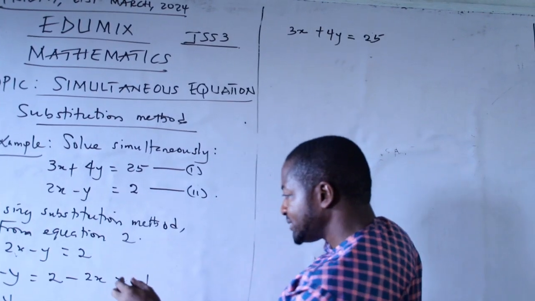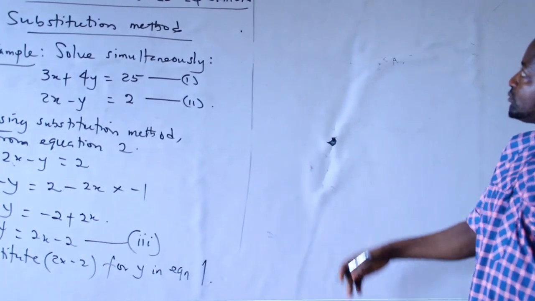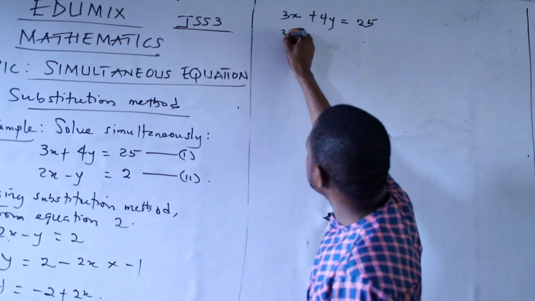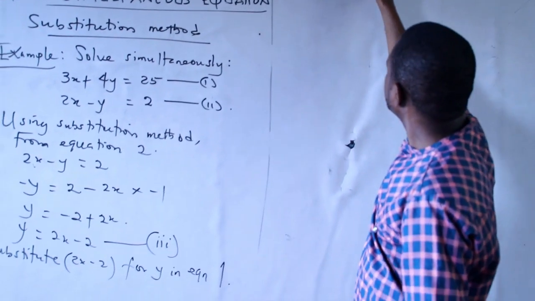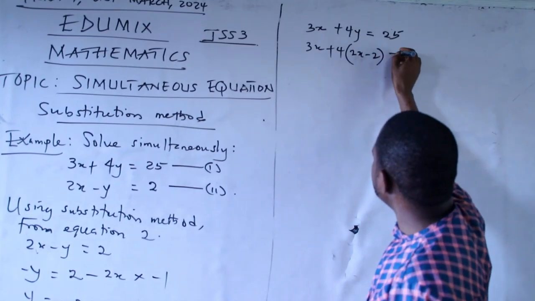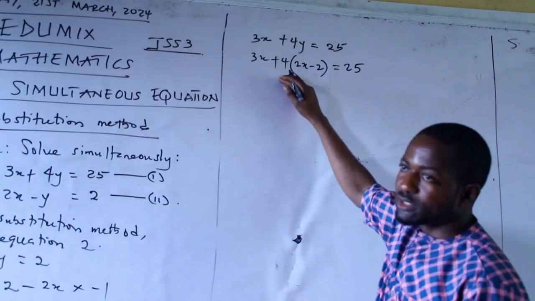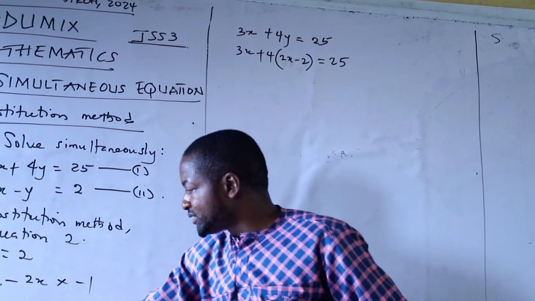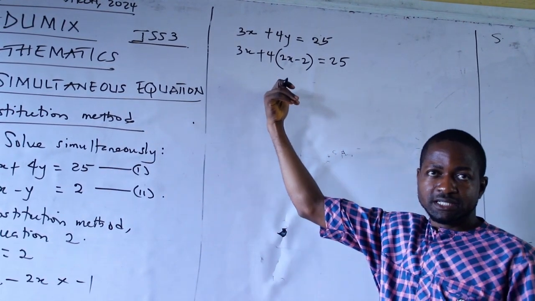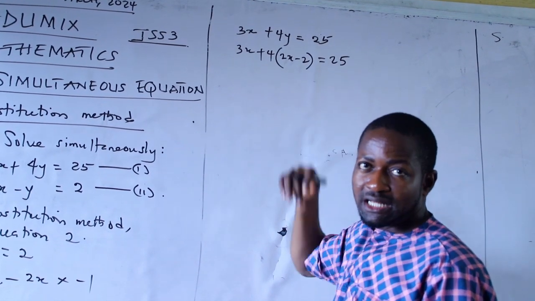So that means anywhere I see y here, what I'm going to write is 2x minus 2. Now, let's go. 3x plus 4 into bracket, y is now 2x minus 2, everything equals 25. Now, I have successfully substituted the value of y, which is now 2x minus 2, into equation 1. Now, the next step is to expand the brackets and collect like terms.